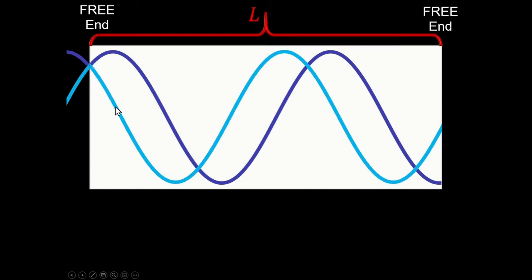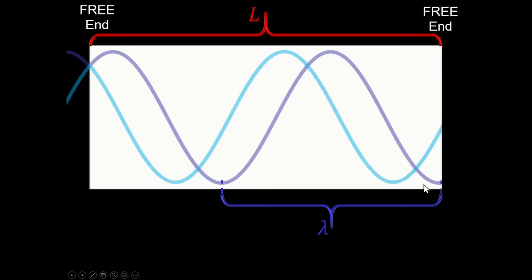If this end had been fixed, this wave here would have flipped up like that, and it would have returned flipping up like that. So that's the wavelength that didn't quite work. It didn't quite make things in step.